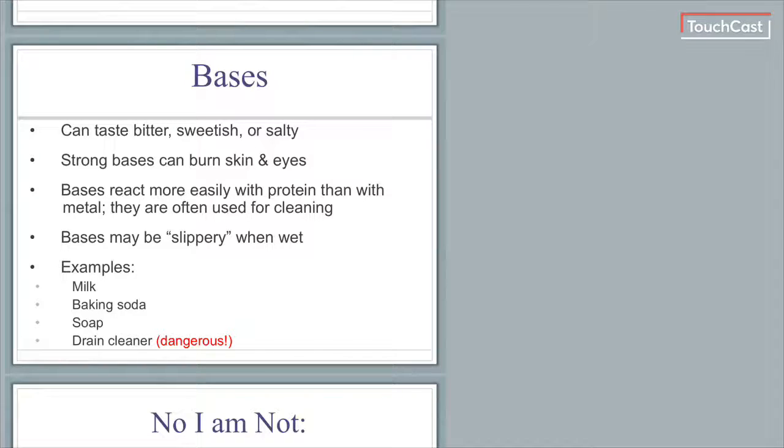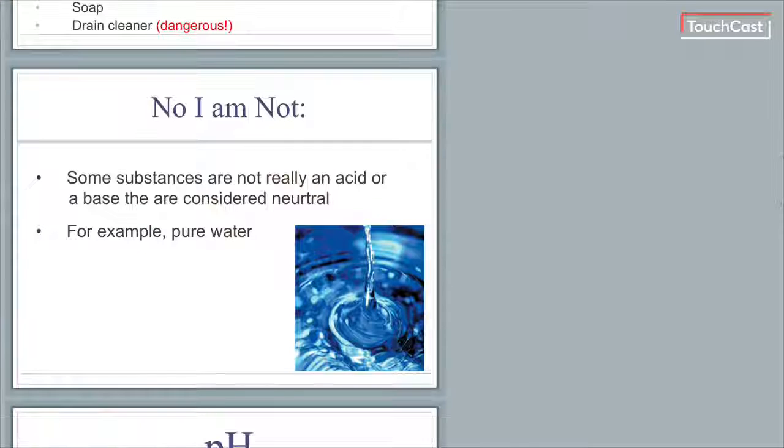Some ways to classify bases is that they taste bitter, sweetish, or salty. Strong bases can burn your skin and eyes. Bases react more effectively with proteins than metals and are often used for cleaning. Bases may be slippery when wet. Some examples of bases are milk, baking soda, soap, and drain cleaner.